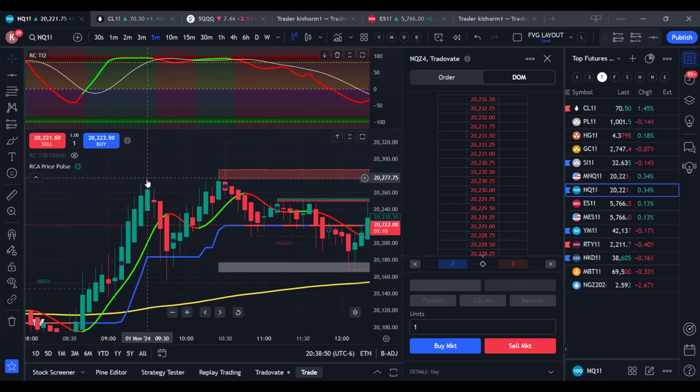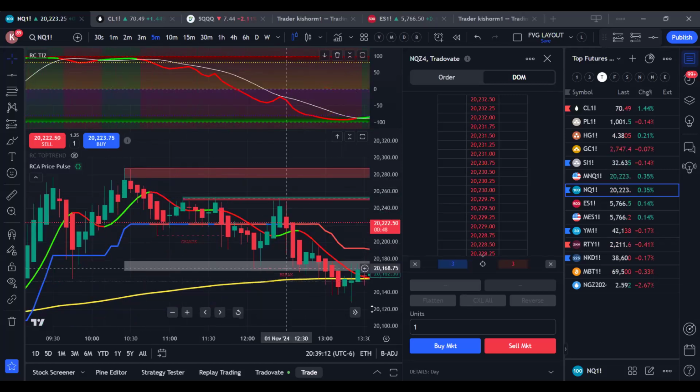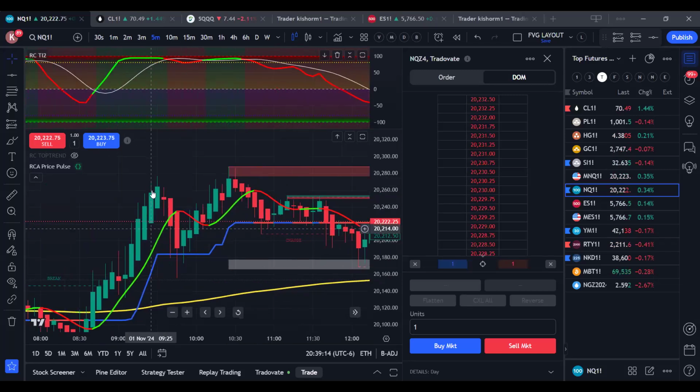Initially it touched the resistance here, and it dropped. Generally, most of the time when it starts dropping, you receive a sell signal and you take it. But immediately there will be a bounce. It will do one more retest, going to the resistance one more time. If you enter on the retest, that is where you will make a lot of profits. And still it will try to come down and then immediately bounce back.